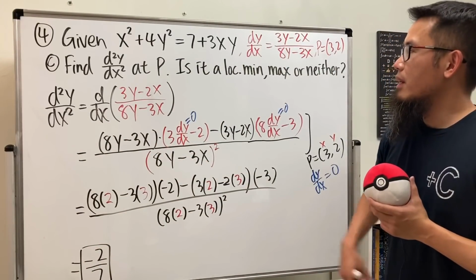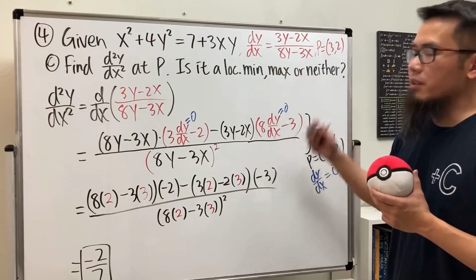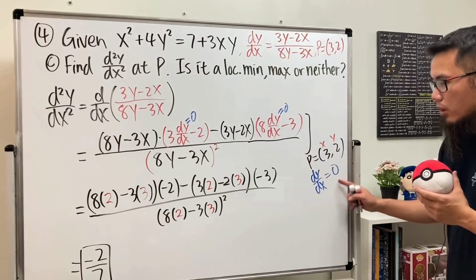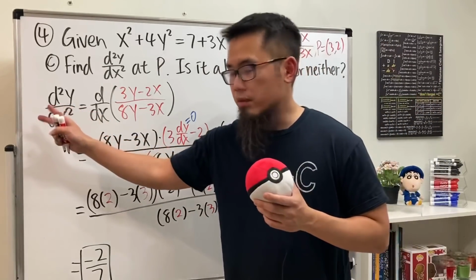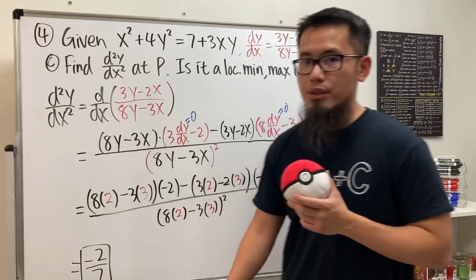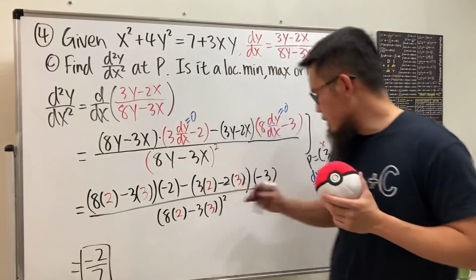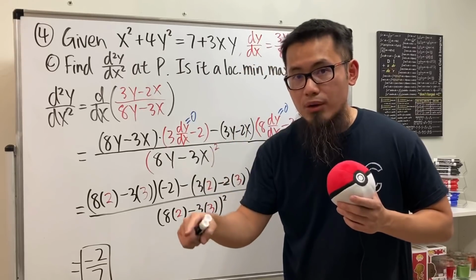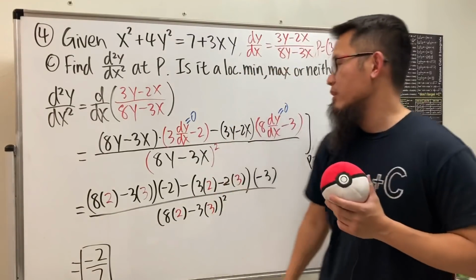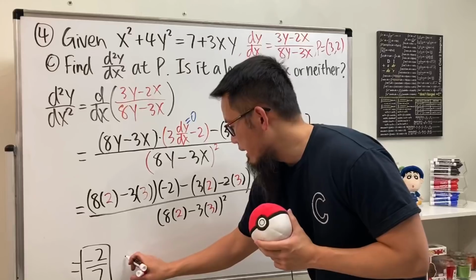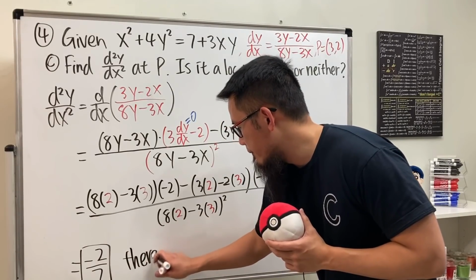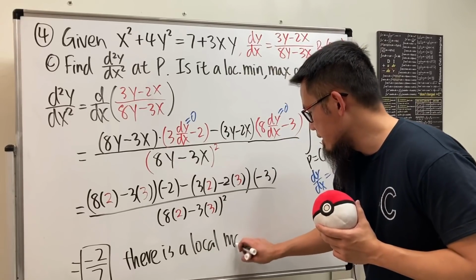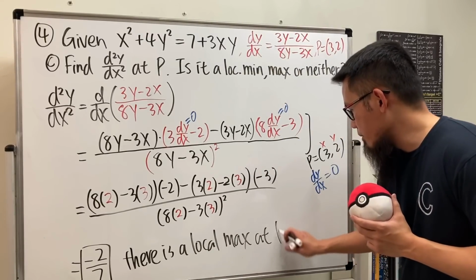So now, do we have a local minimum, local maximum, or neither at P? Well, remember, dy dx is 0, and the second derivative, d2y dx2, is negative. So it's like 0, right? The first derivative 0 is horizontal, and this tells us it's concave down. Therefore, we have a maximum. So I will just say there is a local max at the point P.